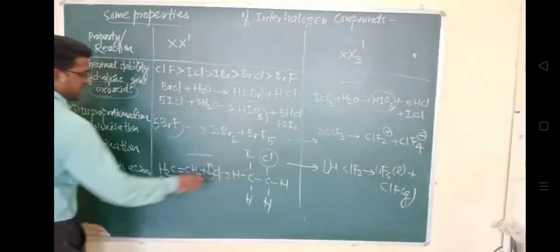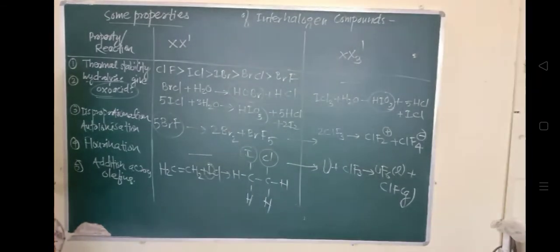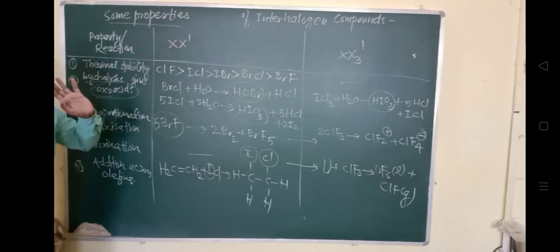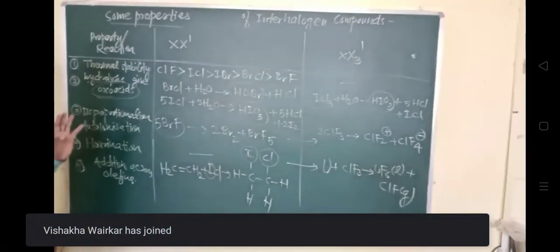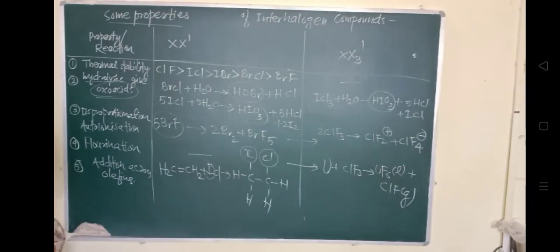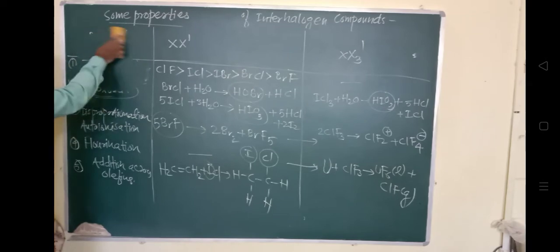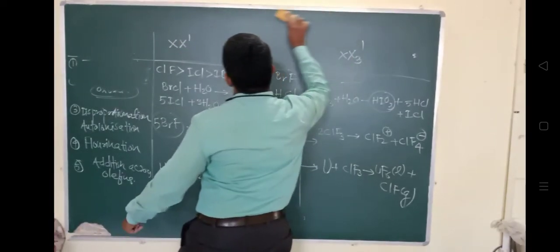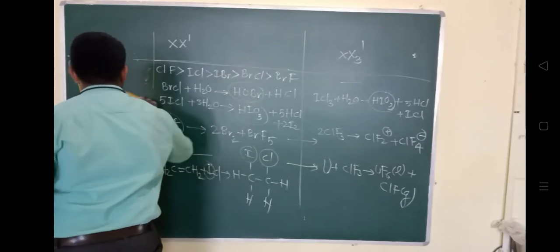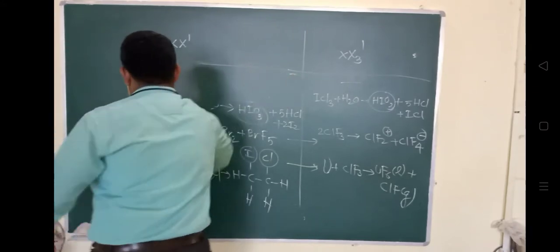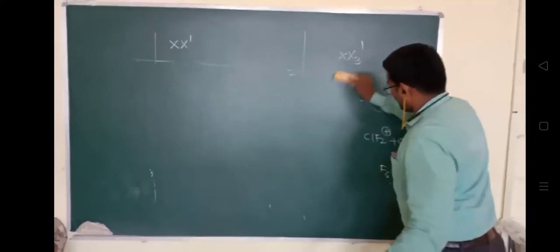Then if we talk about the uses of this interhalogen compounds, one by one we will write down the uses. Okay, so uses of this X dash type. Okay, one is ICl. Okay, so ICl is used to determine iodine value of oils.